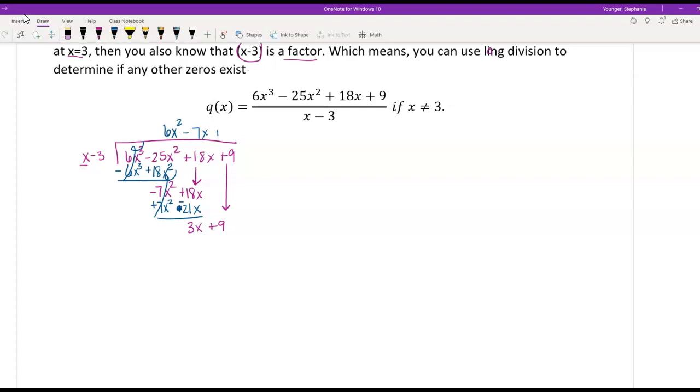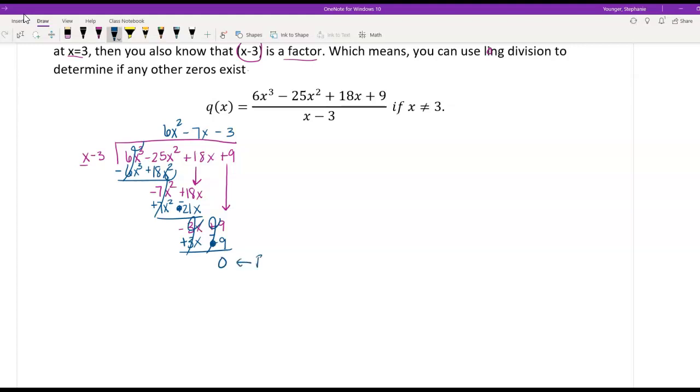Oh, except Miss Younger messed up. 18x minus 21x is negative 3x. So what do I need to multiply x by to get negative 3x? The answer is negative 3. Whew, good thing we caught that mistake. So negative 3 times x is negative 3x. Negative 3 times negative 3 is positive 9. We have to make these opposite. So this becomes plus. This one becomes minus. They both cancel, and I'm left with a 0.